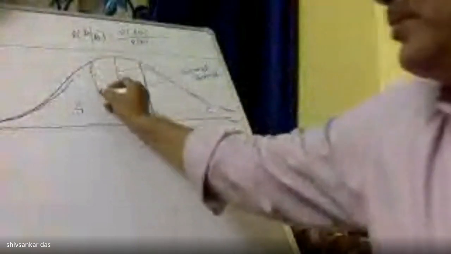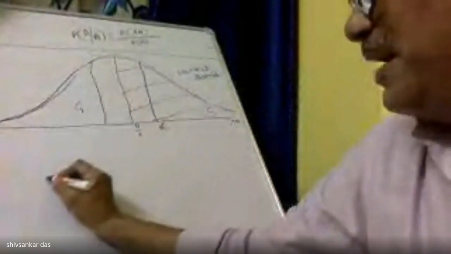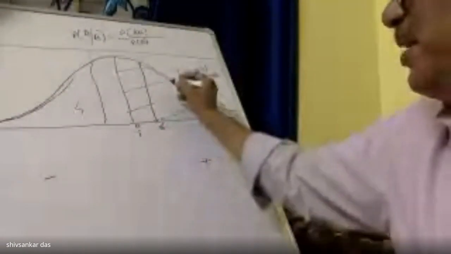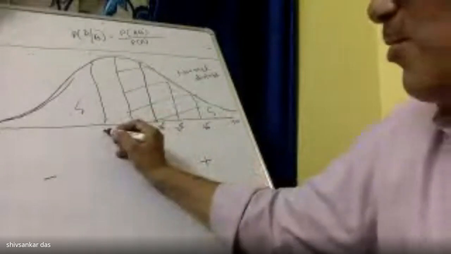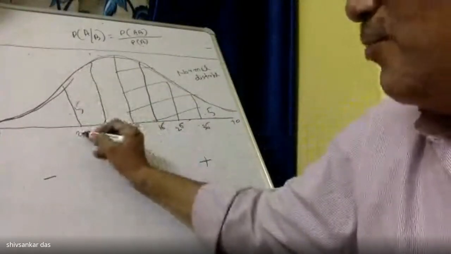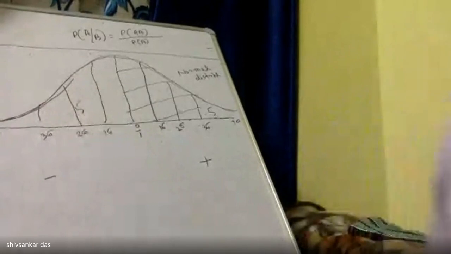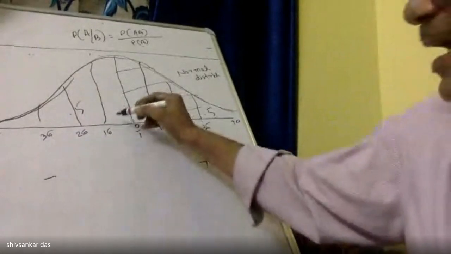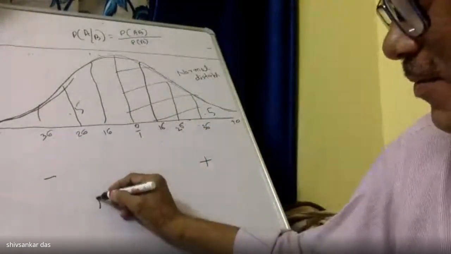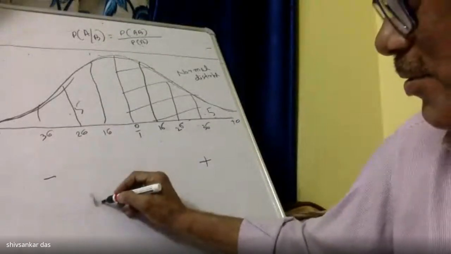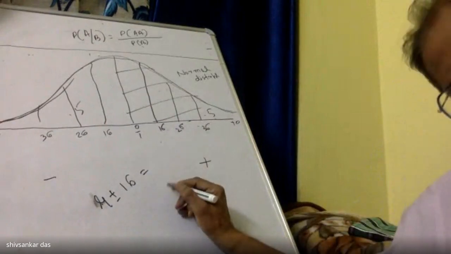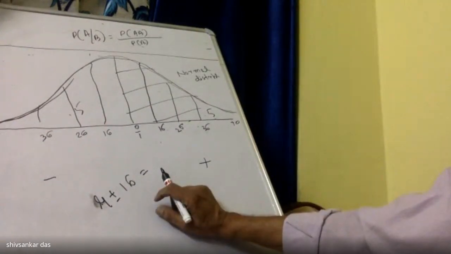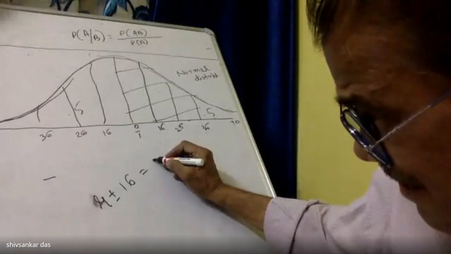So this is 1 sigma. This is minus side, this is plus side: 1 sigma, 2 sigma, 3 sigma, on both sides. And I told you yesterday, the area of mean plus minus 1 sigma, what is the total area? Who can remember? 68%, sir. 68%. Correct.